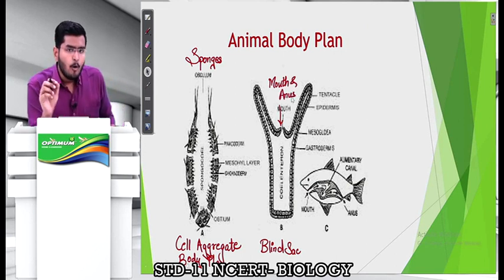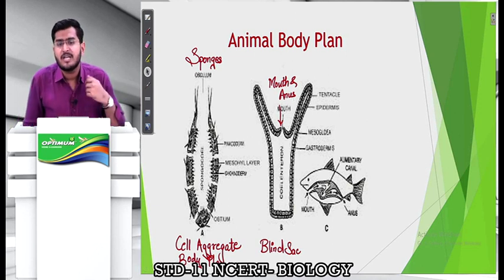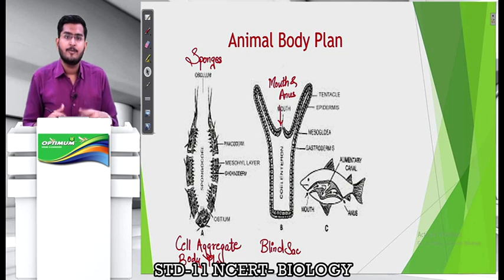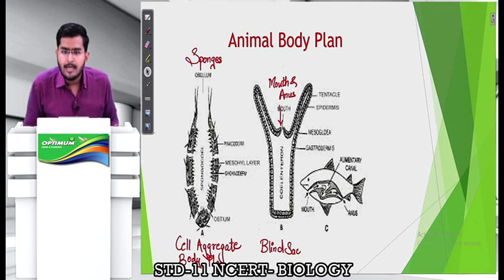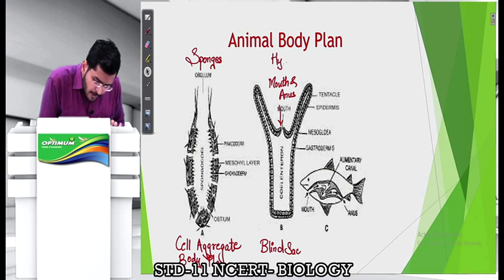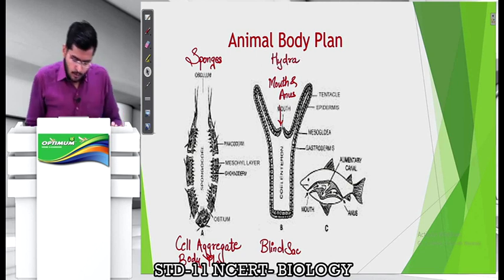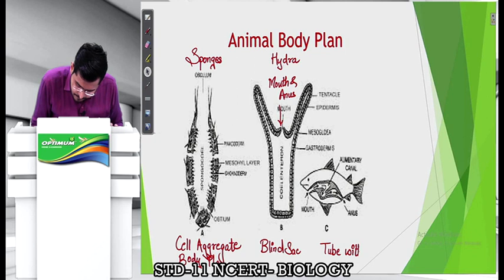That is, this is an opening from which they will take in food, and this is the same opening through which they will give out their excretory products. So it is one single opening through which they consume food and also expel waste products. Such a body plan is called the blind sac body plan. What do we call it? We call it the blind sac body plan. The best example for this would be organisms like hydra. Okay, and then we have a third body plan which is called the tube within tube body plan.